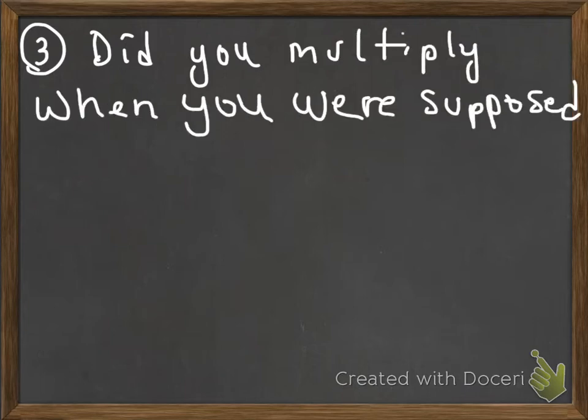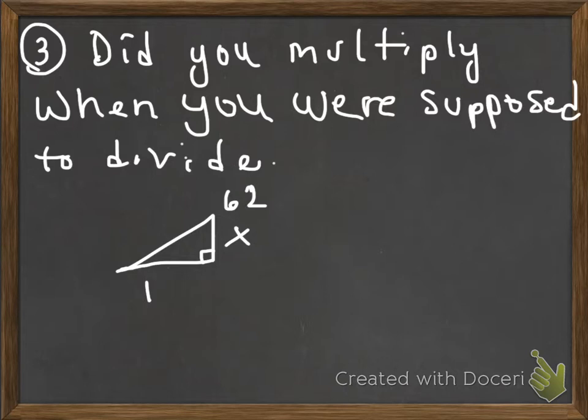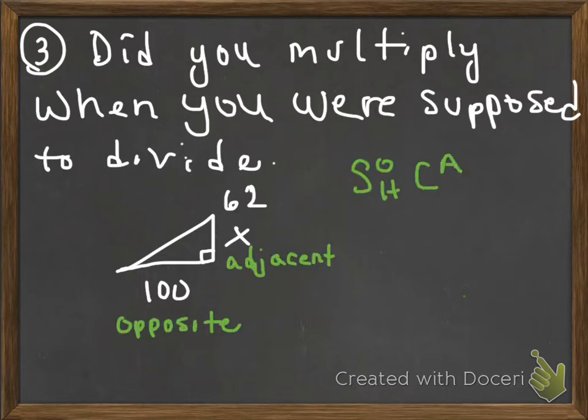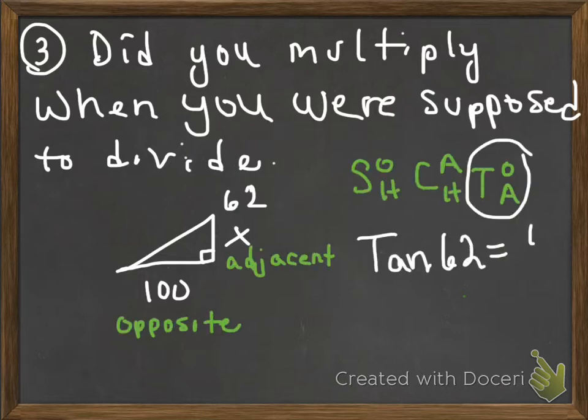Another common mistake is that people multiply when they're supposed to divide, or divide when they're supposed to multiply. So we'll use the same problem as an example. So we have this problem labeled adjacent and opposite. We've written out SOHCAHTOA, and we've set it up with the tangent selected because we have an adjacent side and an opposite side. Be careful that you put the adjacent side on the bottom because it's TOA.